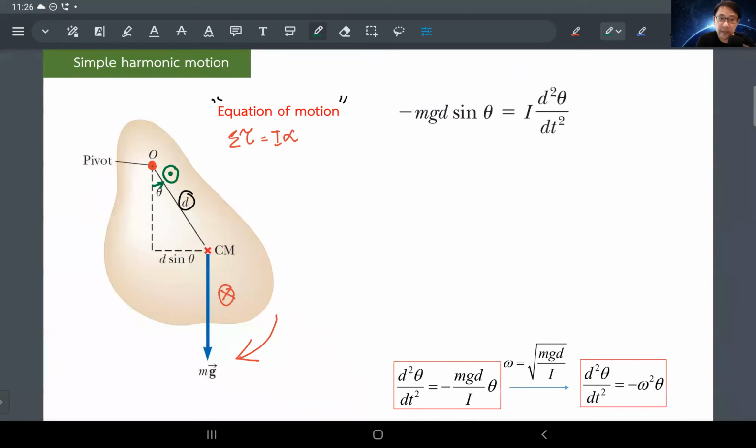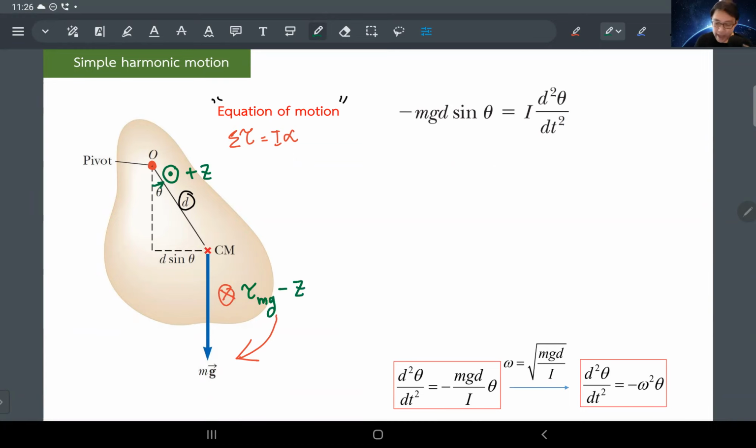If you want to call something that points to your face the positive z direction, you can name this as a positive z. So the mg will have the torque pointing in the negative z direction. So the torque due to the mg is in the negative z direction. You guys with me? Okay.